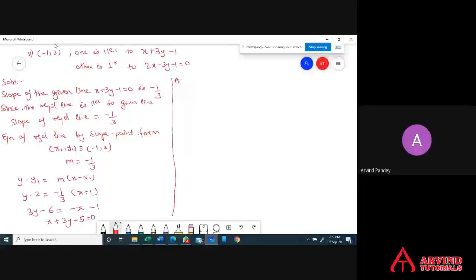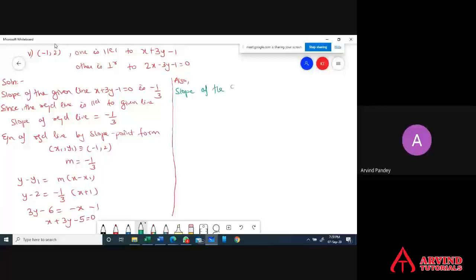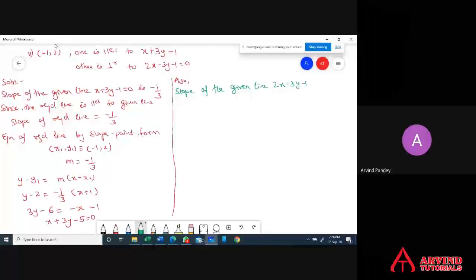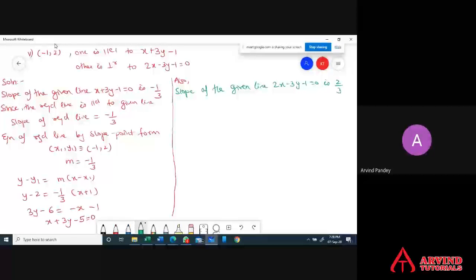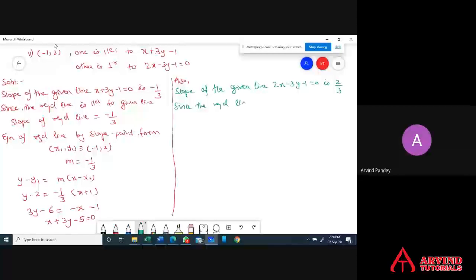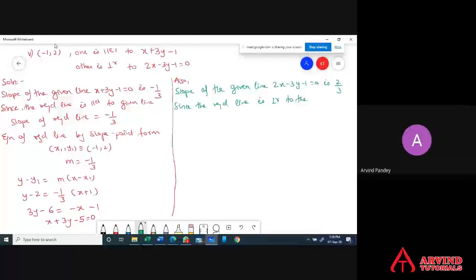Then also see, I'll say again, slope of the given line 2x minus 3y minus 1 equal to 0 is 2 by 3. I'll say since the required line is perpendicular to the given line, okay, slope of required line will be minus 3 by 2.